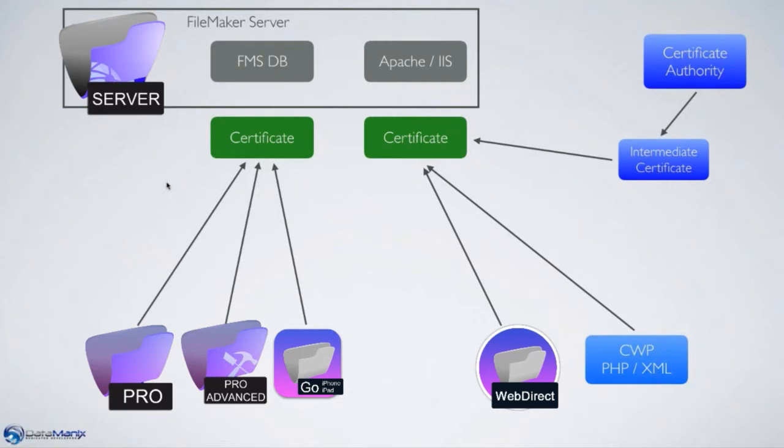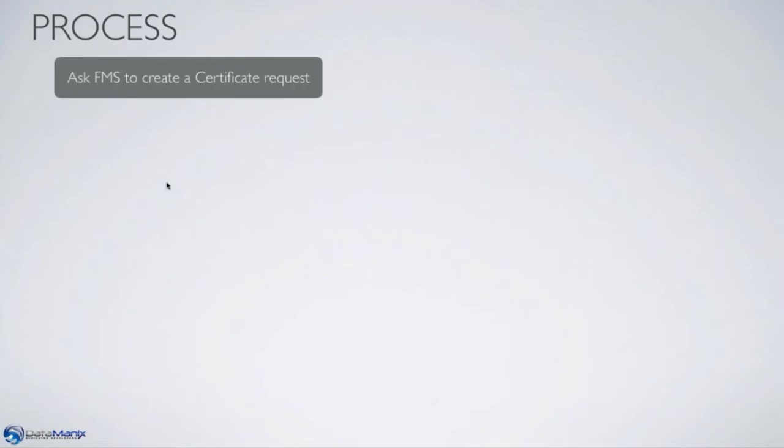Now, what we are going to do is show how the process works. We need to install the certificates on FileMaker Server, which has some steps to it. So just before I show the actual process with the Admin Console, I'm just going to step through the process. So first of all, we need to ask the FileMaker Server to create something called a certificate request.